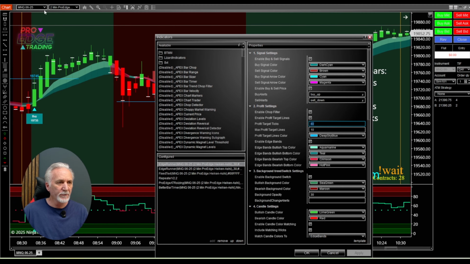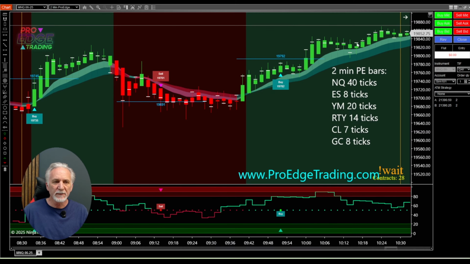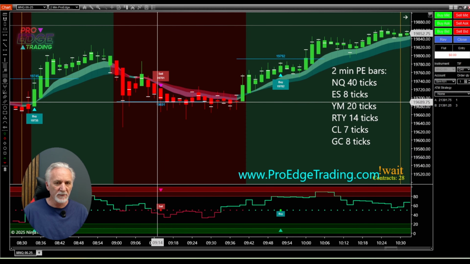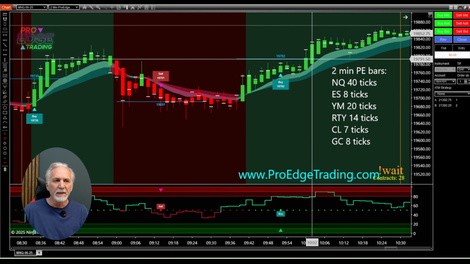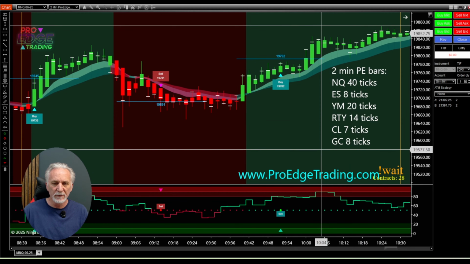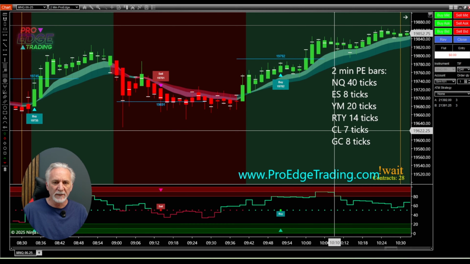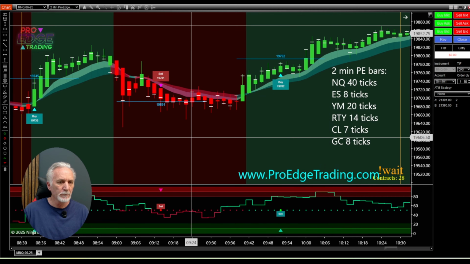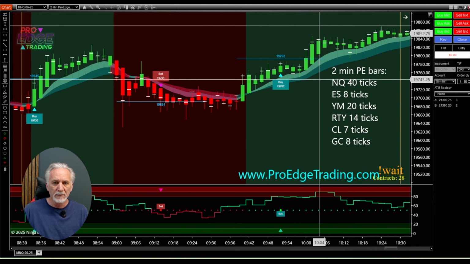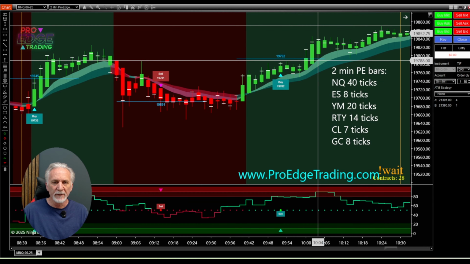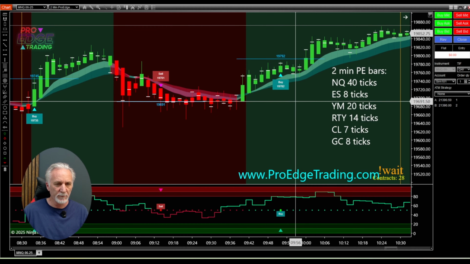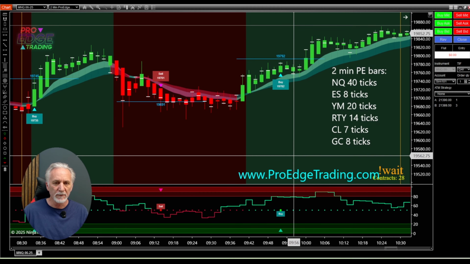On the MNQ 2-minute Pro Edge bars, we have 40 ticks in there. 10 points is our suggested target. We're just going to look at the MNQ, but I did put this up here so you can see our suggested ticks for each instrument. And same for the micros. I just put the minis up there. So there's all the values we recommend or suggest for the 2-minute chart.